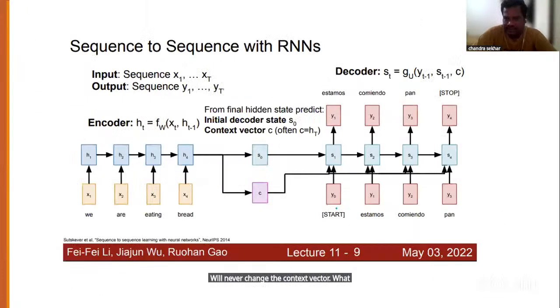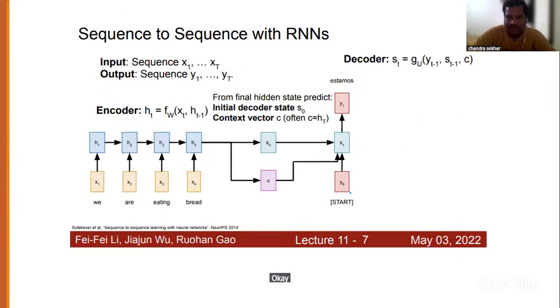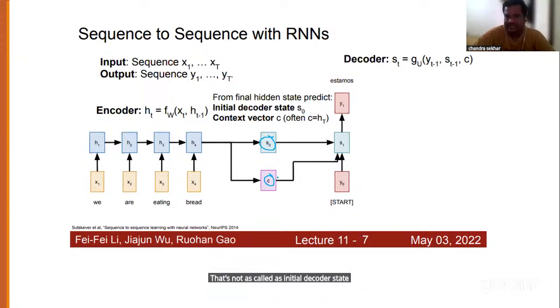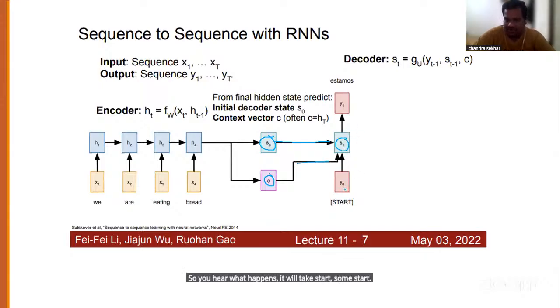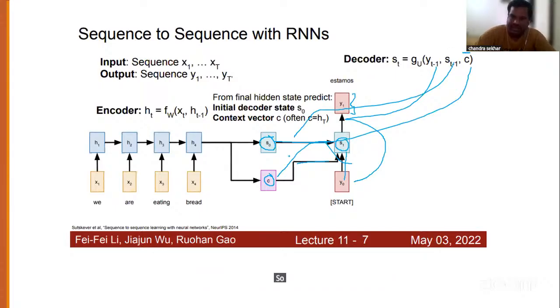What they will do is, see here, when I want to generate an output, the problem is I have a single context vector. From all these hidden vectors, I got one context vector and I got some S0 state, called the initial decoder state, and C is the context vector. This context vector and this initial decoder state I give as input to S1. So it will take the start token Y0, Y(t-1), and S(t-1), and it will take the context vector and try to generate the output. So C is common. It will perform some operation.